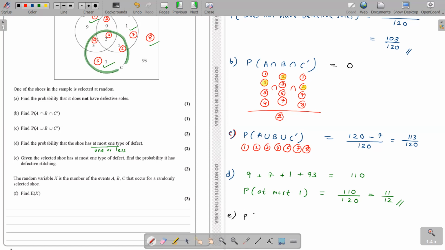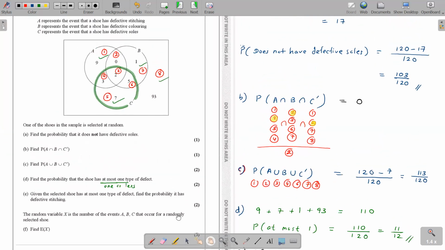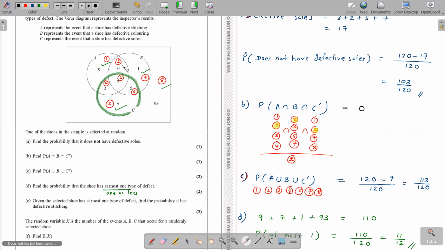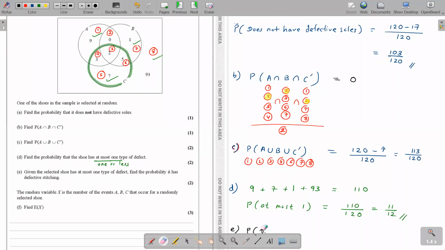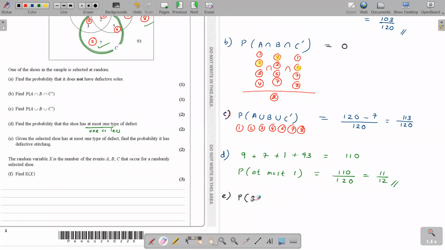So if I write this, you need to find what? Find the probability it has defective stitching. Defective stitching is type A, right? So defective stitching means I need to find type A. So probability of A, defective stitching, given that the selected shoe has at most one type of defect.